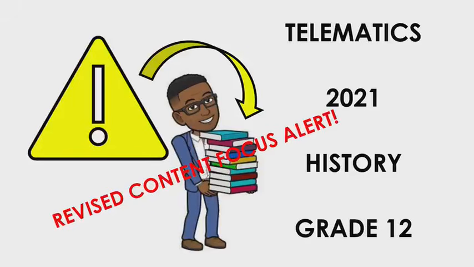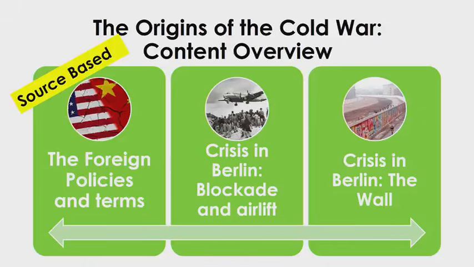This means that you cannot refer to the past exam papers for the last few years. Usually I would say 2017 to 2020. You must not refer to exam papers or previous telematics videos from this period because our content focus for grade 12 history in 2021 has changed. So you must please look out for the fresh information and content that telematics will produce in order to assist you this year.